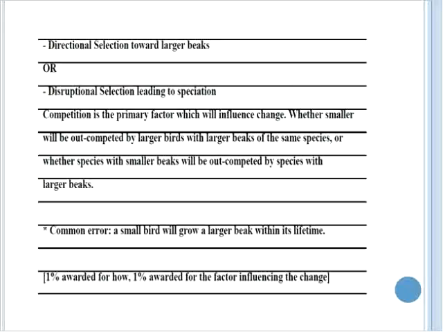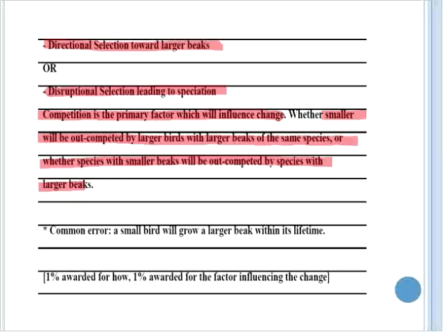The accepted answer for this question was that you were looking at directional selection towards larger beaks, or possibly disruptive selection leading to speciation. You're expected to include that competition is the primary factor which will influence change, whether species with small beaks will be outcompeted by species with larger beaks. Sometimes a common error is to say that a small bird will grow a larger beak within its lifetime. That would be a Lamarckian idea. Two points were available for this question: 1 mark for stating how and 1 mark for the factor that influenced the change.